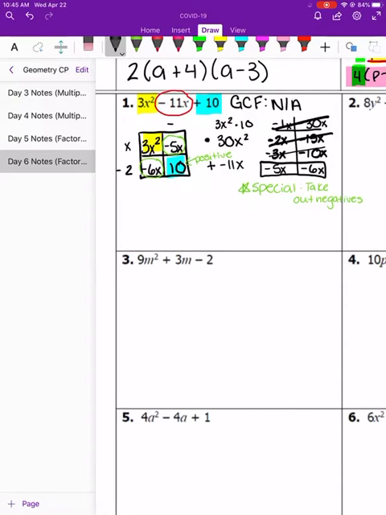3x squared and negative 6x. Well, I know I can take an x out, and I also can take a 3 out of a 3 and a 3 out of a 6. And then I have a 5x and a 10. So I know I can take out a 5. So my final answer is going to be 3x minus 5, x minus 2.